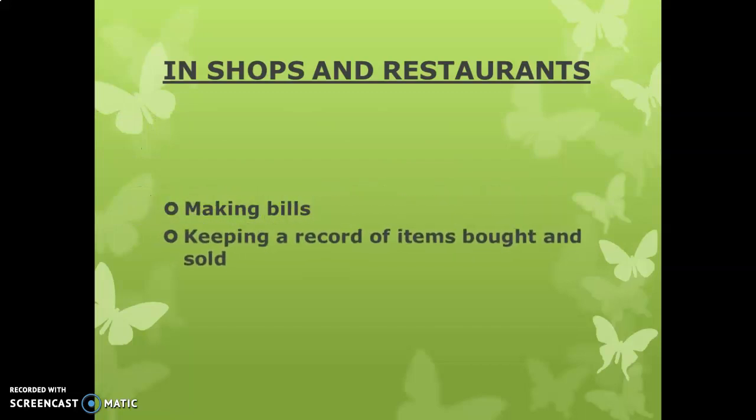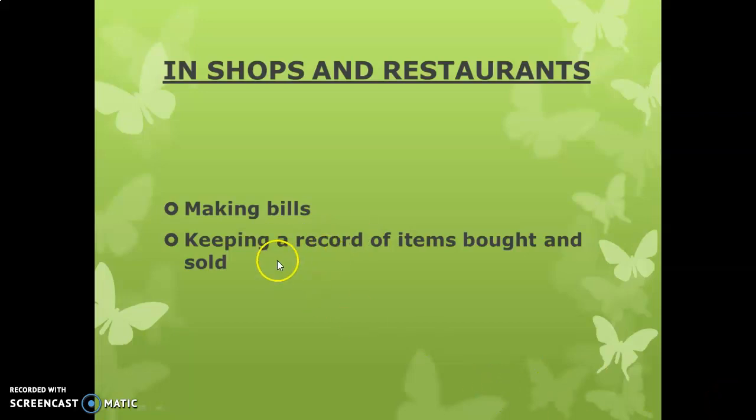The next place is shops and restaurants. So, when you go to restaurants or when you go to the shopping malls and you buy the items from the market, okay, from there. When you go to the restaurant, you eat something and obviously you have to pay the bill also. So what is the use of computer? The use of computer there is to prepare a bill for the customer. With the help of computer, the shopkeeper can also keep a record of all the items that are bought and sold.